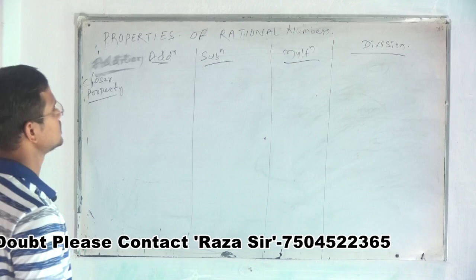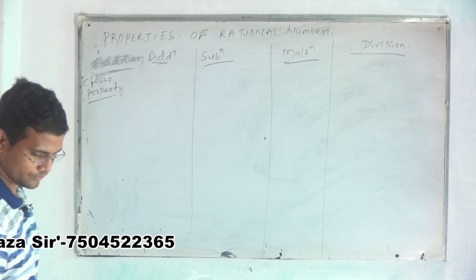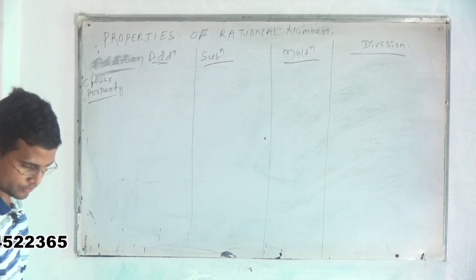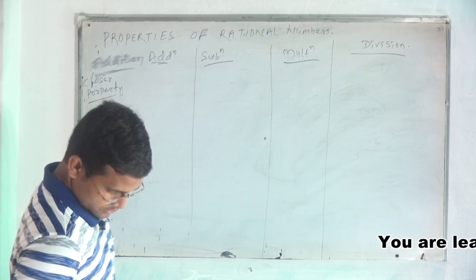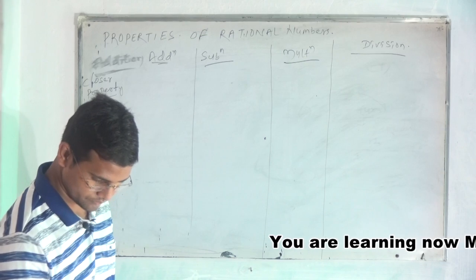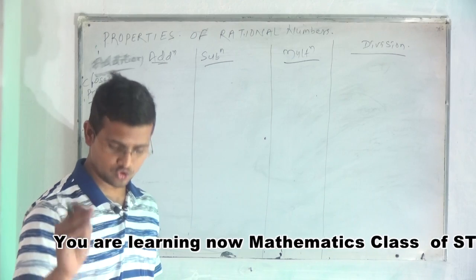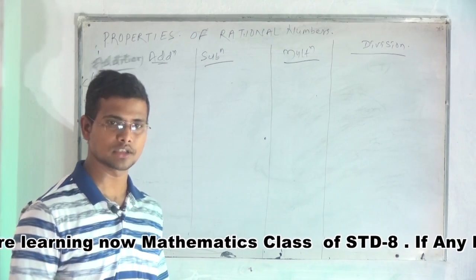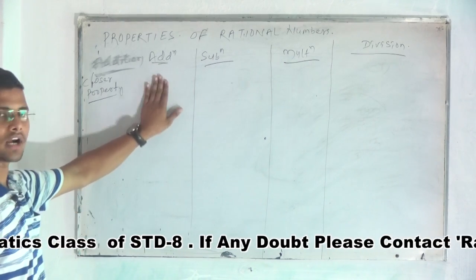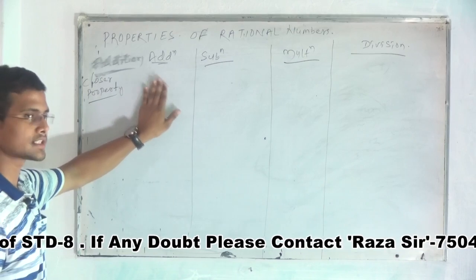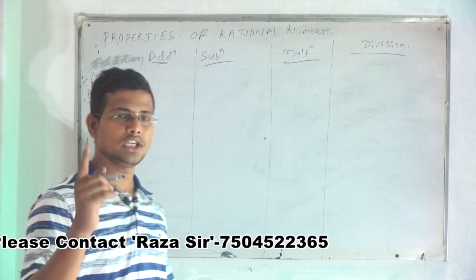First property, closure property. Closure property of addition of the rational numbers. What is closure property? In your books, the definition is there. The sum of any two rational numbers is a rational number. That means in the case of addition, if you add two rational numbers, you also get a rational number.